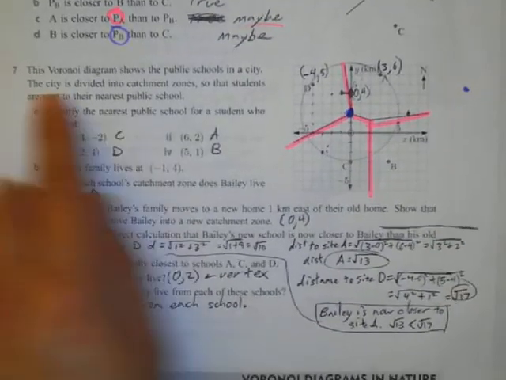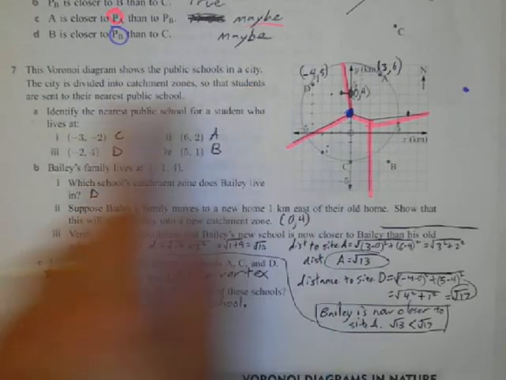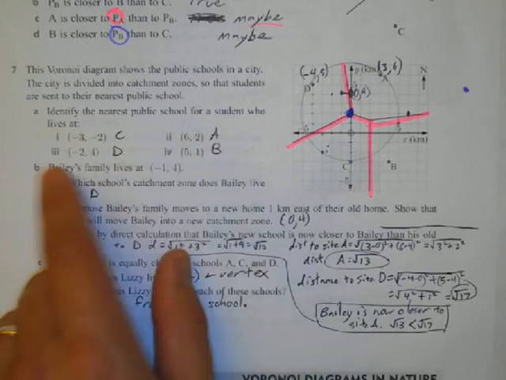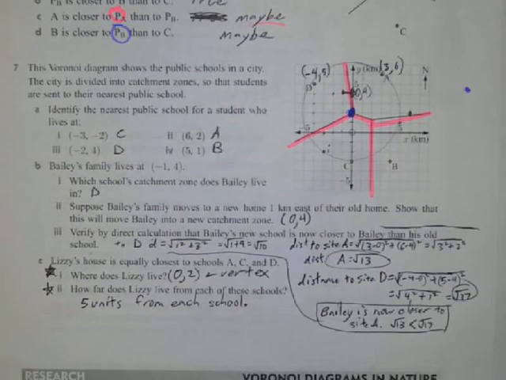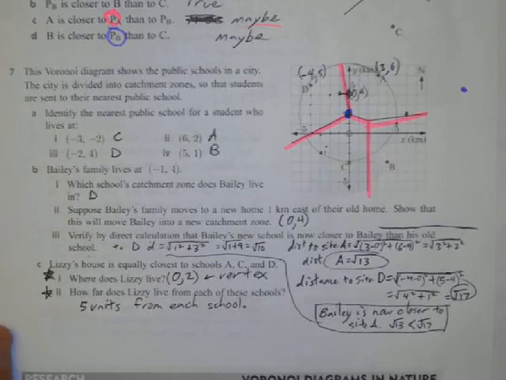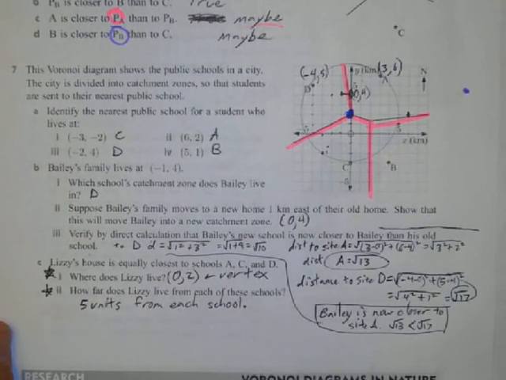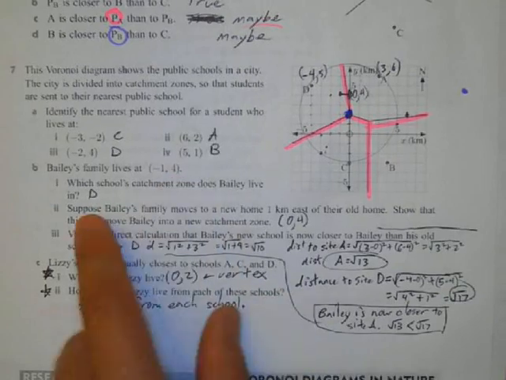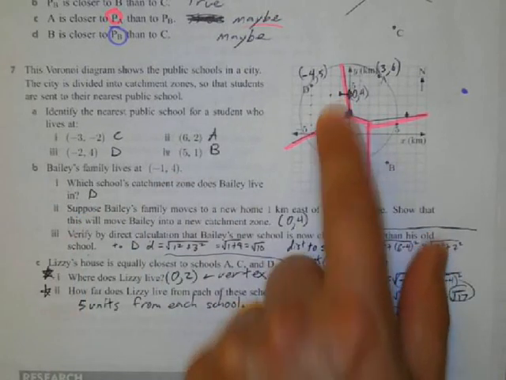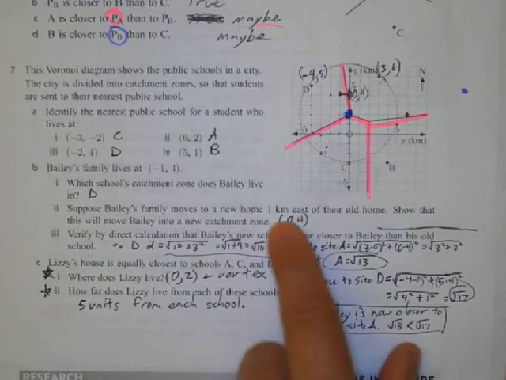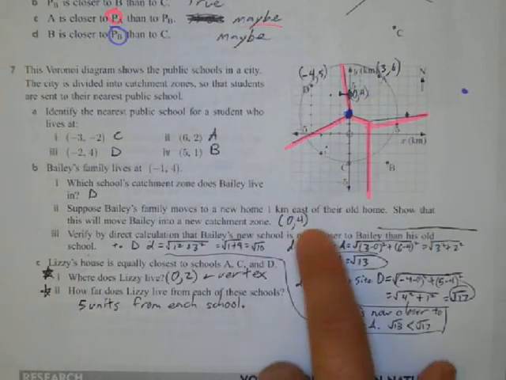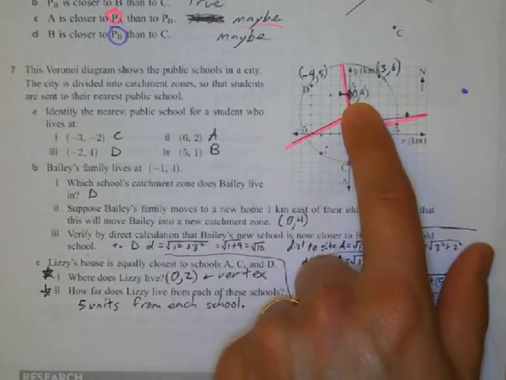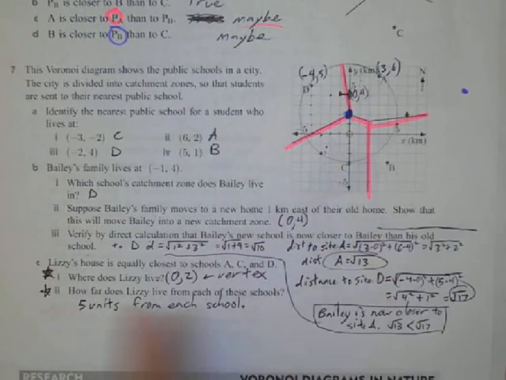Question 7. Identify which of these points is close to which site. You may want to hit pause and check your answers. Which school is (-1, 4) closest to? It's right there, closest to D. If I move 1 kilometer to the east, then we're going to be here at (0, 4). And as you can see on the diagram, now I'm closer to site A.